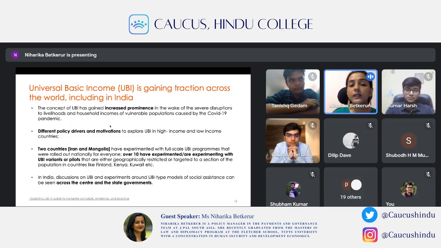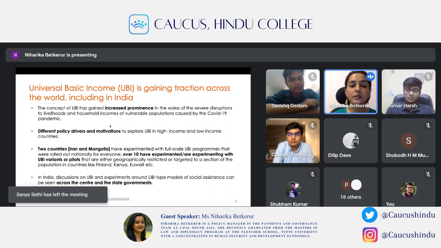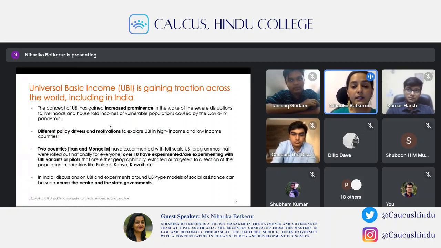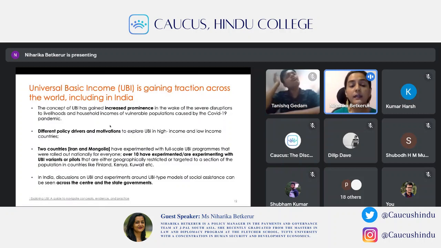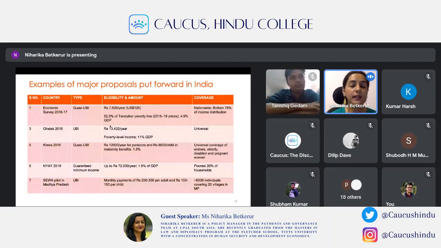And both had to be discontinued because of inflation, and because people were not happy with the amount of transfers that they were getting. And in India, what we see is that discussions on UBI and UBI-type experiments have been proposed at both the center and the state governments. We'll just take a closer look at that.